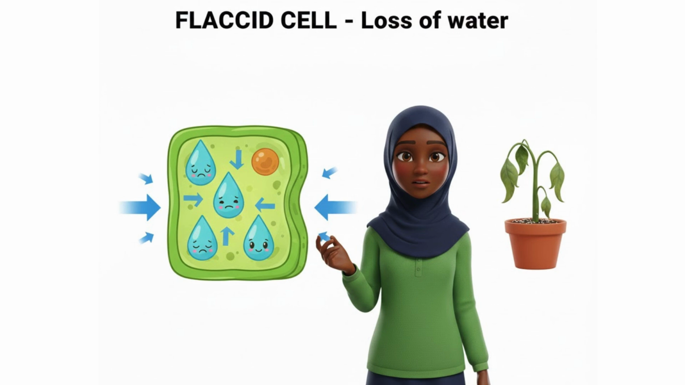Flaccidity is the opposite of turgidity. It occurs when a plant cell loses water and becomes too soft. As a result, the plant appears weak and droopy. This explains why plants wilt when they are not watered regularly.